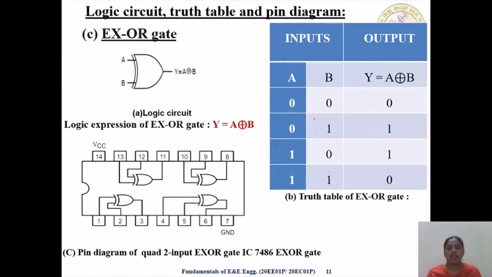That means when both the inputs are same, then the output will be 0. When both the inputs are different, then the output will be 1. So this is how to check to verify the truth table of XOR gate.